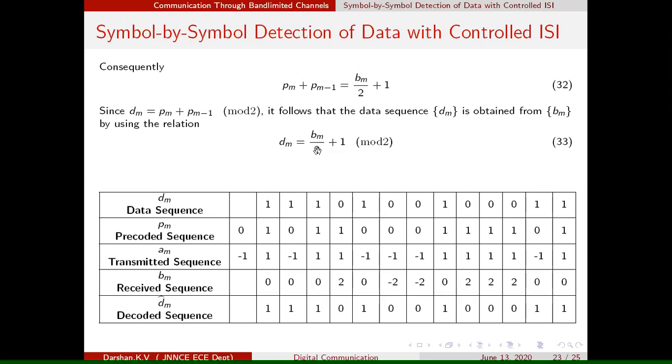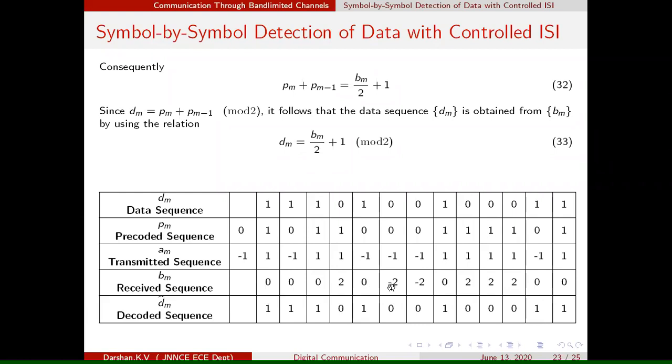Whenever you have 2 as Bm, 2 by 2 is 1, and 1 plus 1 is 2. Then 2 modulo 2 is 0. How will you come to know that 2 modulo 2 is 0? That is 2 minus 2, therefore you are getting 0. That you can check.